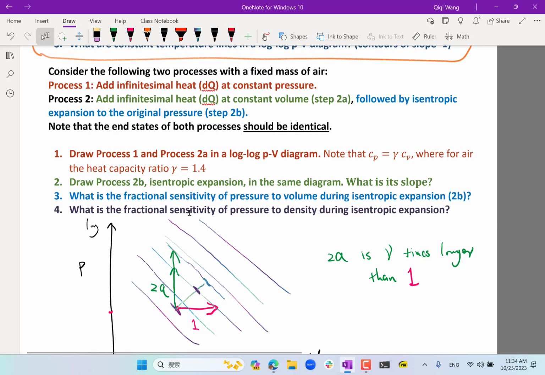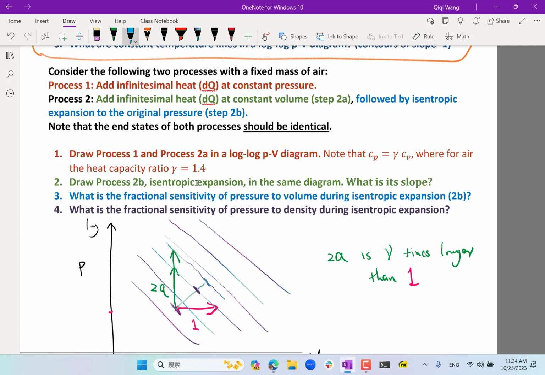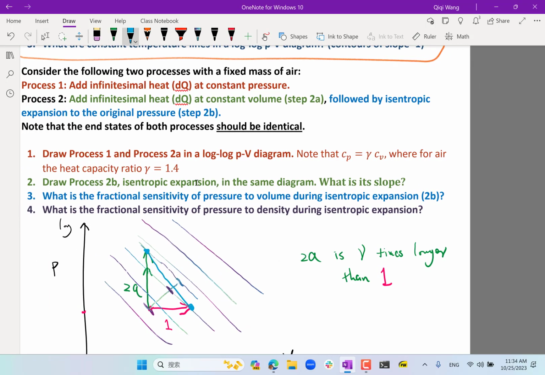Okay, now the next question is easy, right? What is process 2b? The isentropic expansion. Basically expansion without any heat addition or subtraction. That goes from the end of step 2a, let's see, I'm just going to try to use blue, end of step 2a back to the end of 1, because at the end of the two processes, they should get to the same state. So the isentropic expansion should be following a line like that, right?